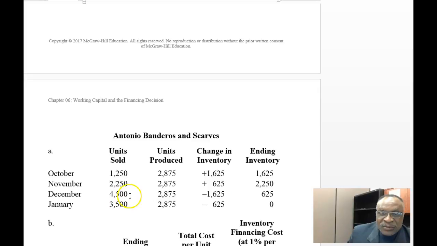December, units sold 4,500, units produced 2075, so that's a shortfall. So right there you have 1625 which was less than what was actually produced.